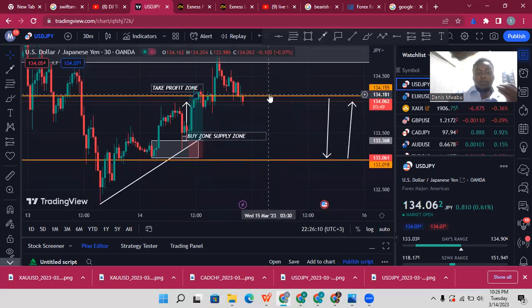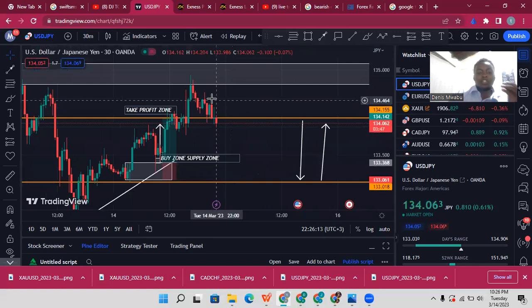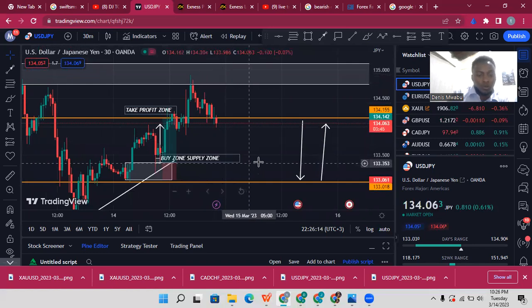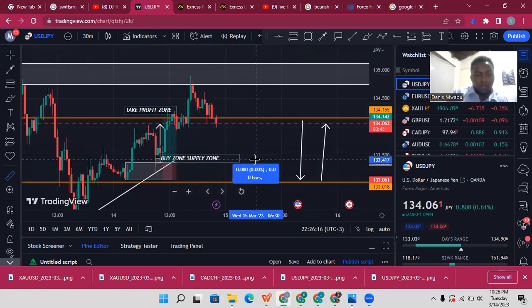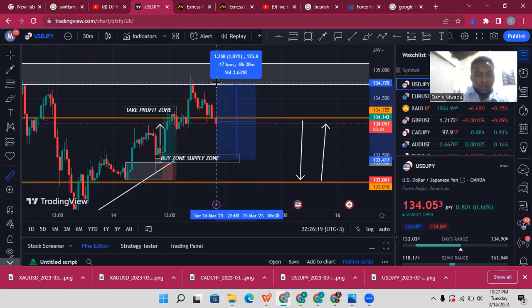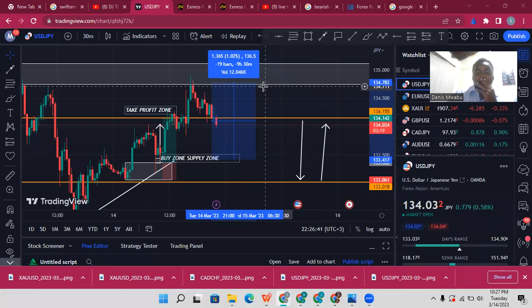So my target profit was here, and you can see price shot completely up to this zone, giving us how many pips? Let's take a look. Giving us 135. So this was giving me around 136 pips.